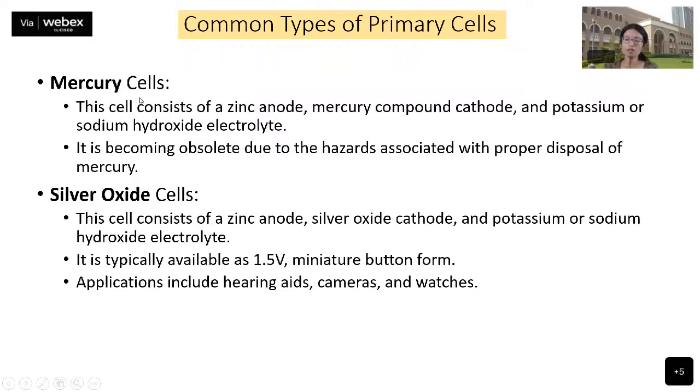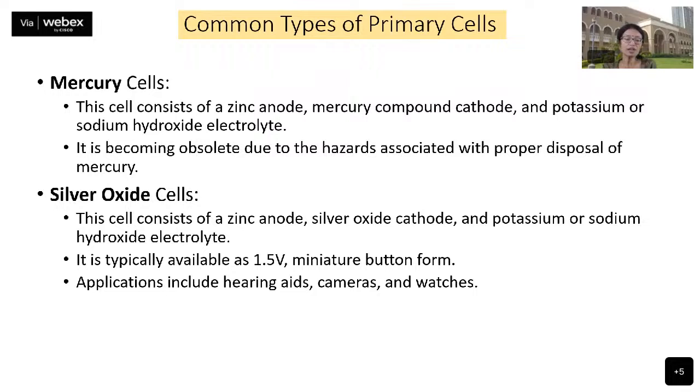We used to have mercury cells, which have a zinc anode and a mercury compound as cathode, and potassium or sodium hydroxide as electrolyte. But it is becoming obsolete. Why? Because obviously mercury is hazardous. Currently we try to reduce the amount of hazardous compounds in any kind of devices. So that's why mercury cells are getting more and more obsolete.